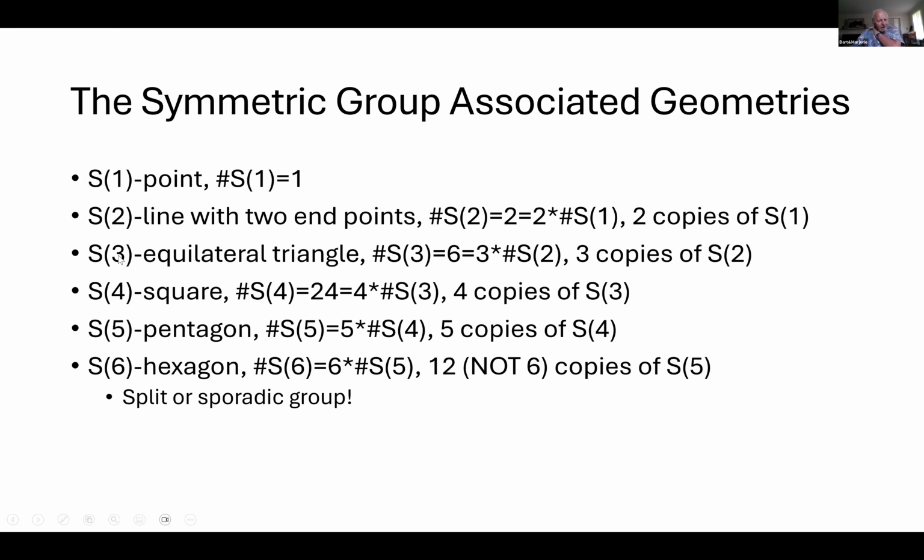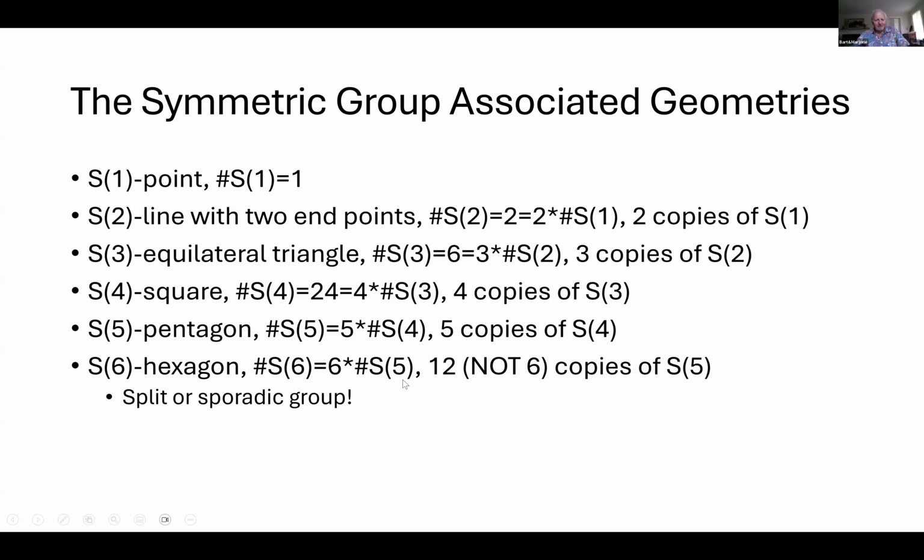Now I go to 3. I have an equilateral triangle here. Think of it as the corners of the triangle labeled 1, 2, 3. This means that I have 6 possible rotations that I can deal with here due to the permutations that are going on, which is 3 times the number that I had for 2, or 3 copies of the symmetry group S2. I go to a square, I end up with 4 copies of the previous one. I go to a pentagon, again, 5 points here. I end up with 5 copies of this.